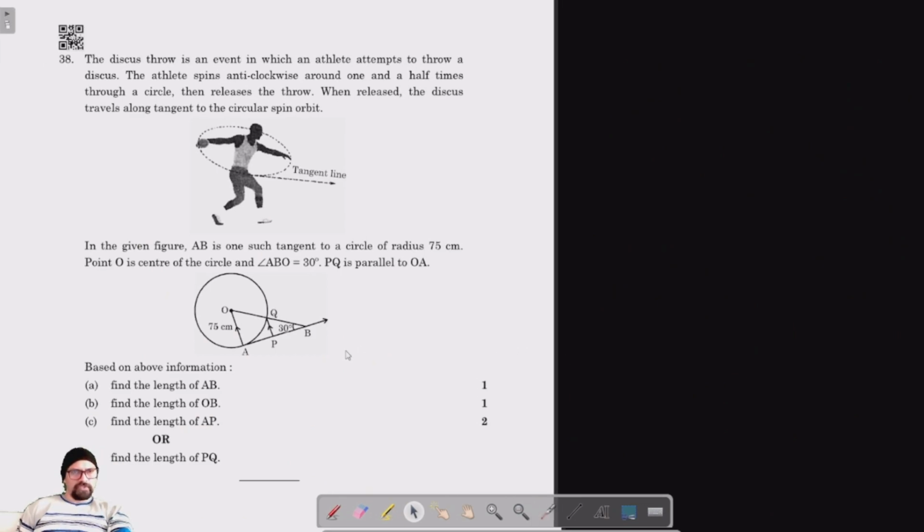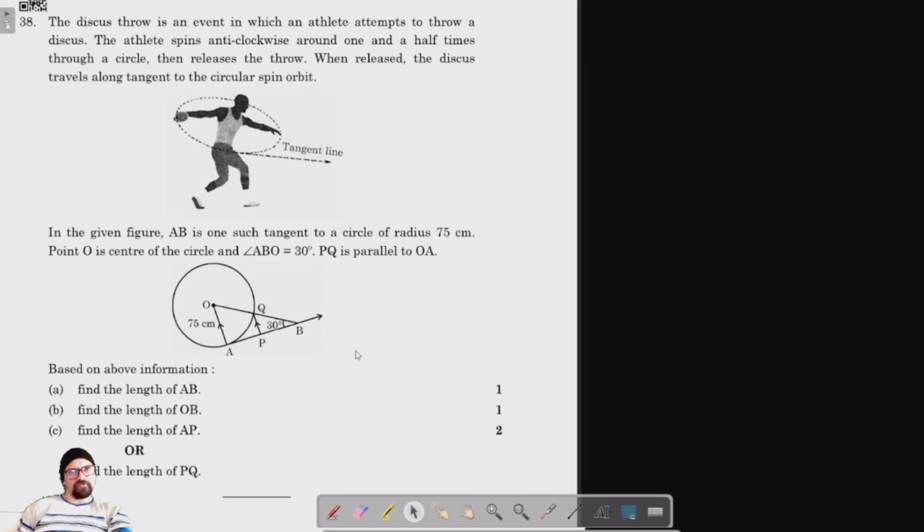Okay, for question number 38, it's given that in a discus throw event, the athlete attempts to throw a discus and the athlete spins anti-clockwise. So in this anti-clockwise direction, it spins, and then if it releases at this point, the discus flies tangentially. And he spins around 1.5 times in the circle and then releases the throw. And when released, the discus travels tangentially.